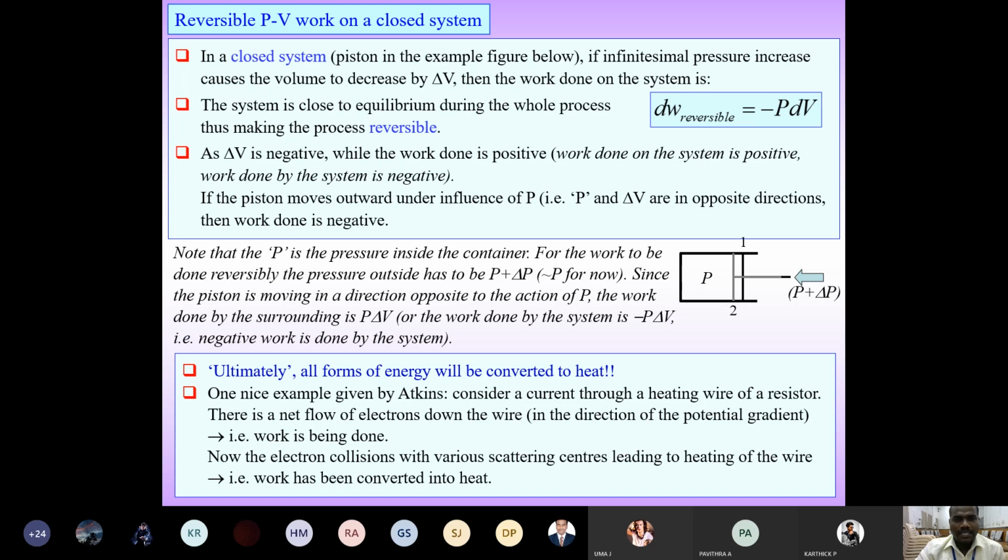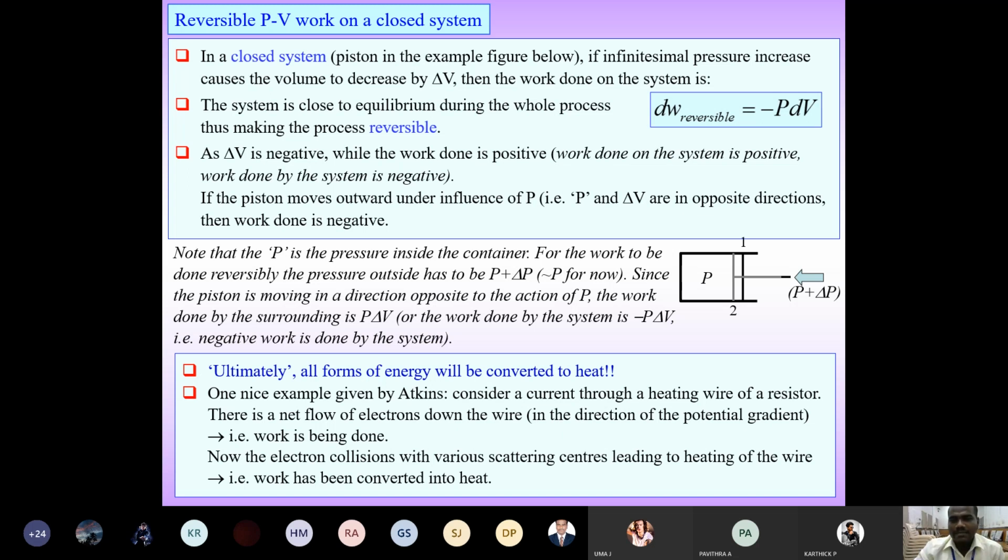Note that the pressure is the pressure inside the container. For the work to be done reversibly, the pressure outside has to be P plus dP, where dP is a small change in pressure. Since the piston is moving in a direction opposite to the action of P, the work done by the surroundings is P dV. How can we calculate the work done? P dV.